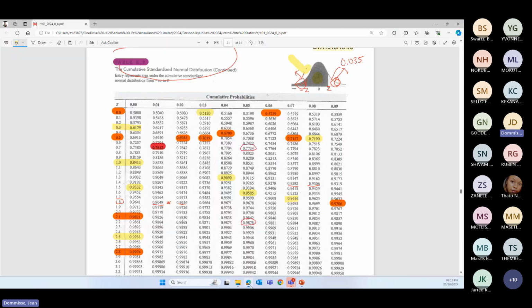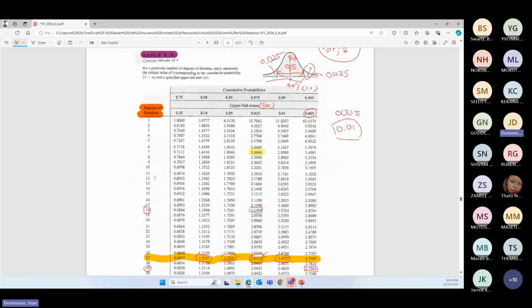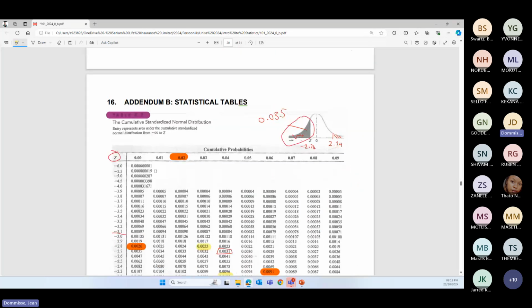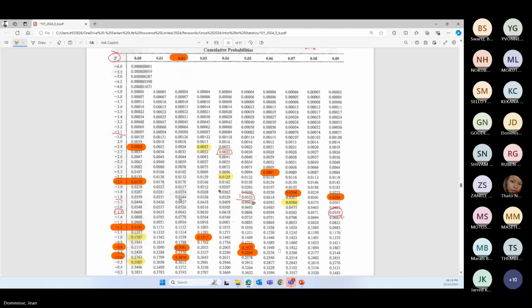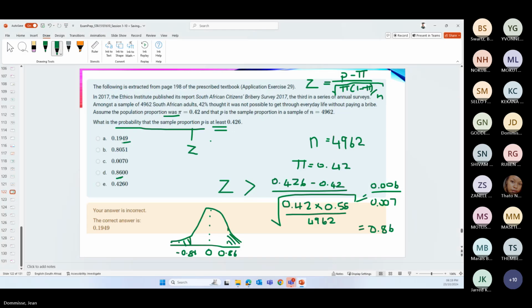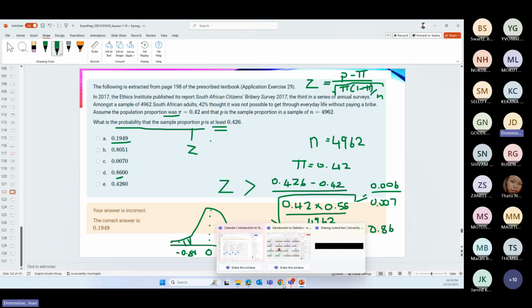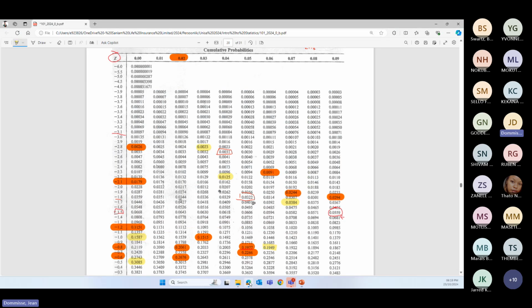So if we do that, minus 0.86, let's just check, 0.1949. So that is 0.1949.